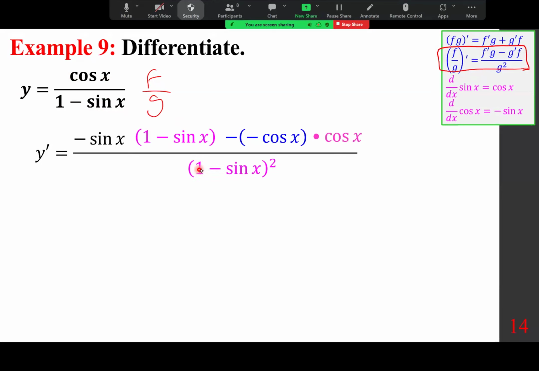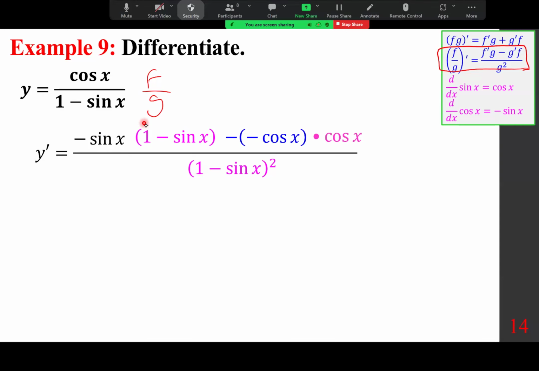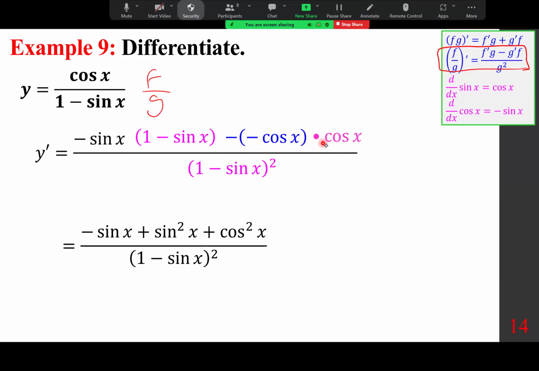You don't have to square it, just write it in parentheses and square. Now we are going to distribute, and we get minus sine x plus sine squared, minus and minus, plus cosine squared. So we get minus sine x plus sine squared plus cosine squared over the denominator, 1 minus sine x squared. And notice these two, sine squared and cosine squared, they add up to 1. So let's replace it.